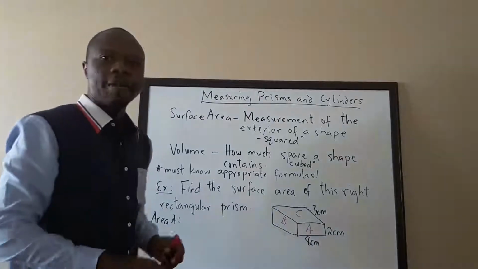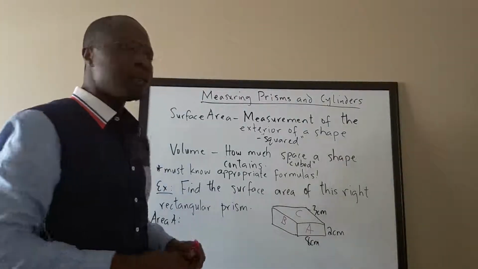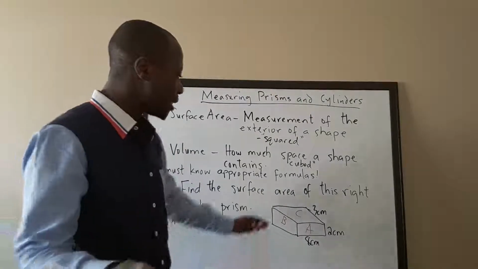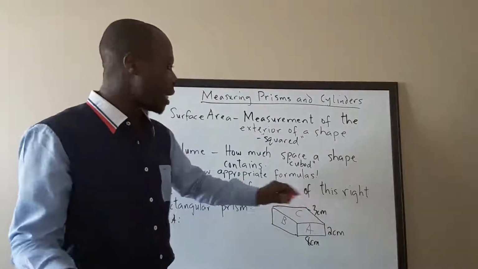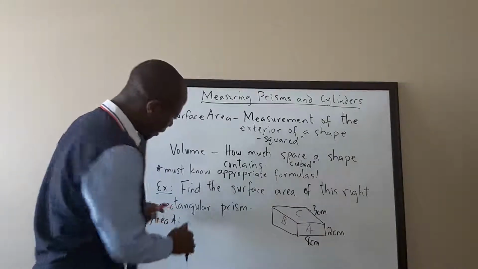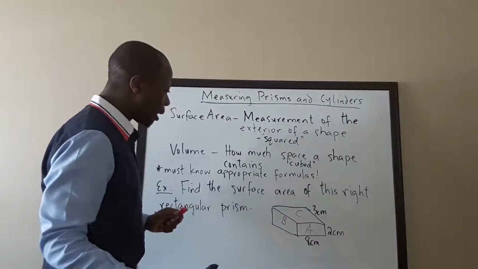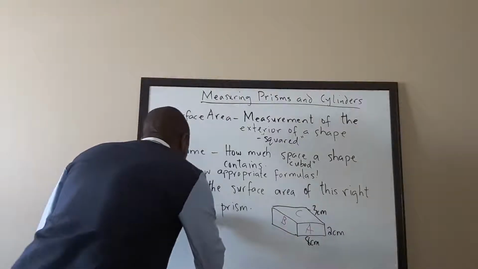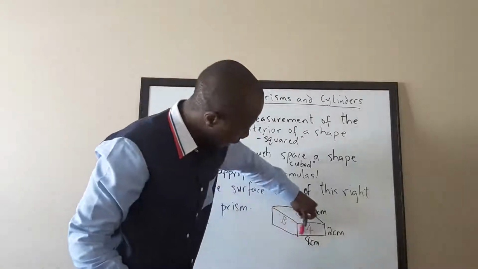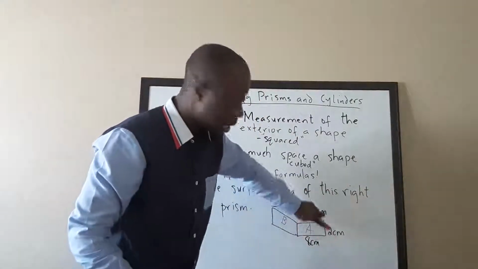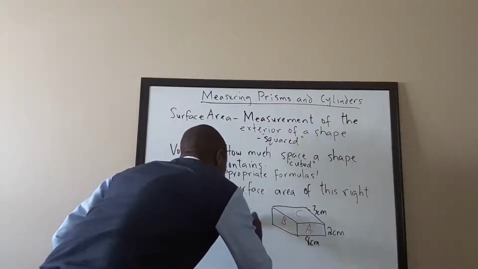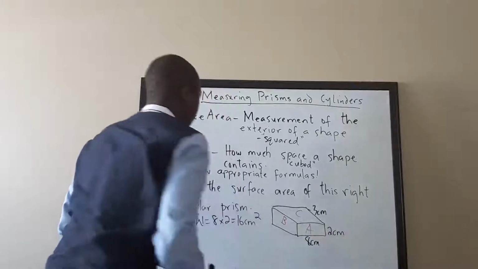I'm going to say the area of A. Now, the area of a rectangle is length times width. We can see that all these ones are rectangles, and that's why we're calling this a right rectangular prism. So rectangular. So area is length times width. So we've got these and that. So we're going to do 8 times 2 equals 16 centimeters squared.